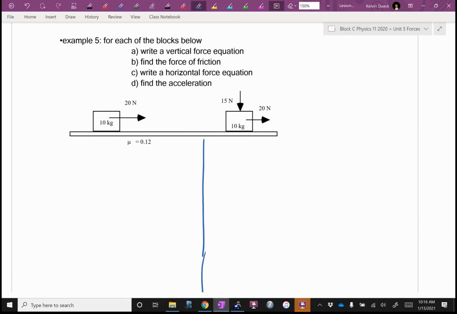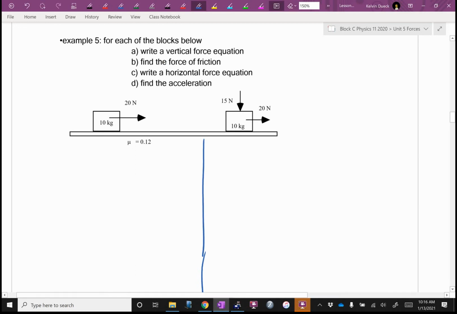What's the difference between the two diagrams? In the diagram on the right, what? Eduardo, you're right, an extra 15 newtons down. Will that make the normal force bigger, smaller, or the same size on the right-hand side?